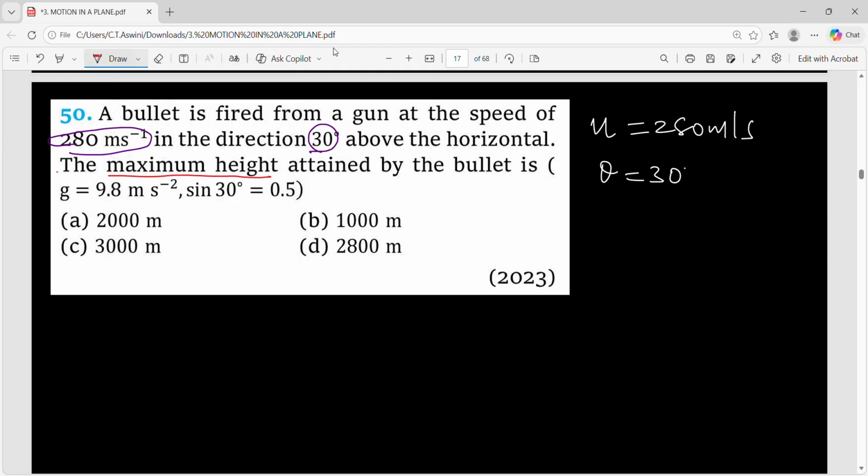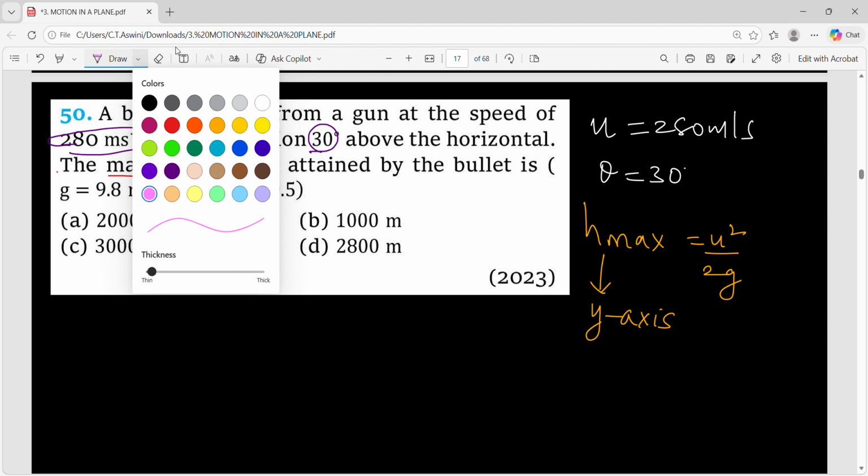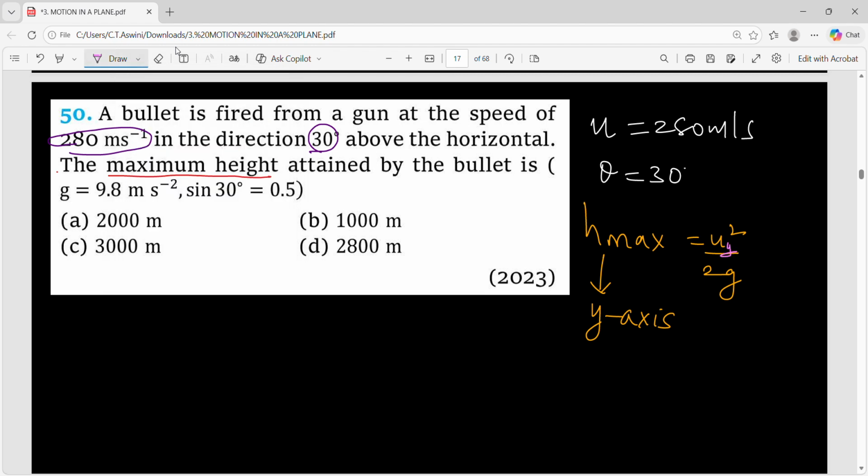What is the maximum height formula that we have discussed in 1D motion? Maximum height is equals to u square by 2g. Now this maximum height is related to x component or y component? This is related to y axis, right? So what changes will you do here? Instead of u square, you must take uy square. Are you getting my point? Because height is related to x or y. It is related to y axis, right? So u square means here uy square.